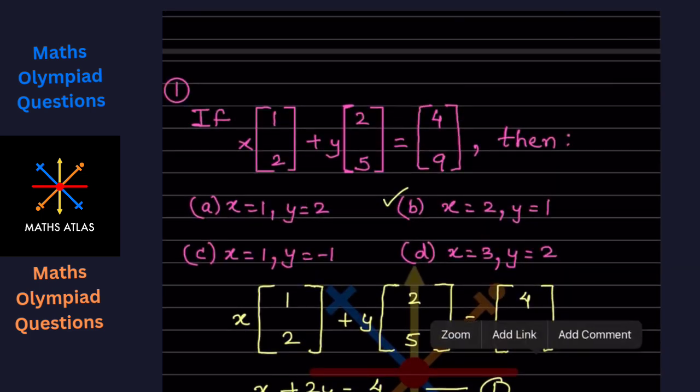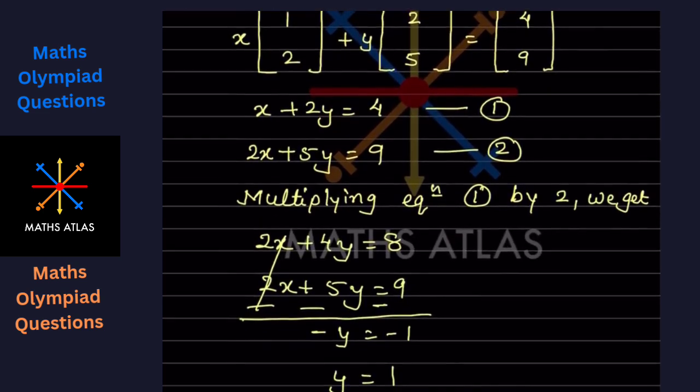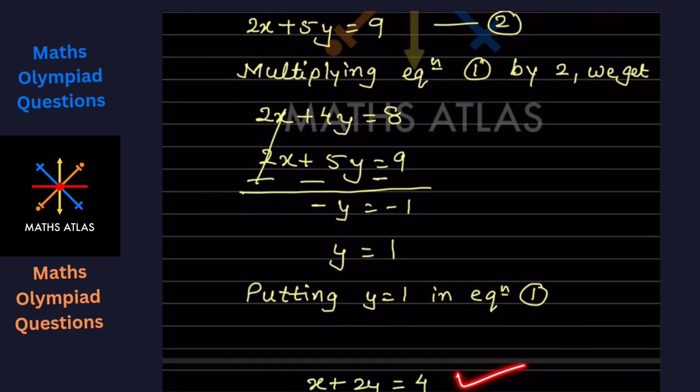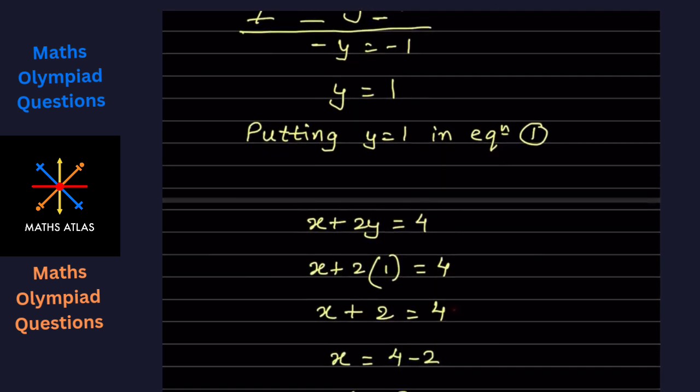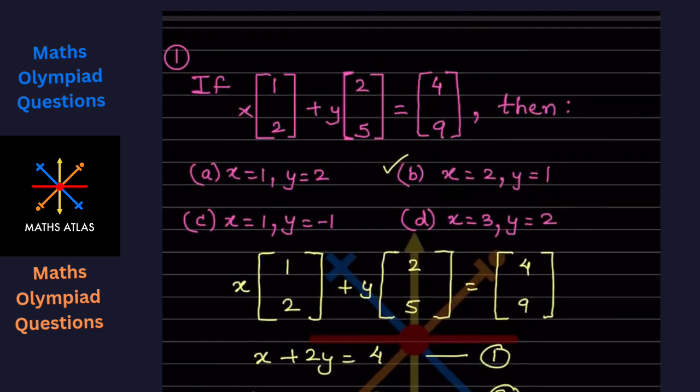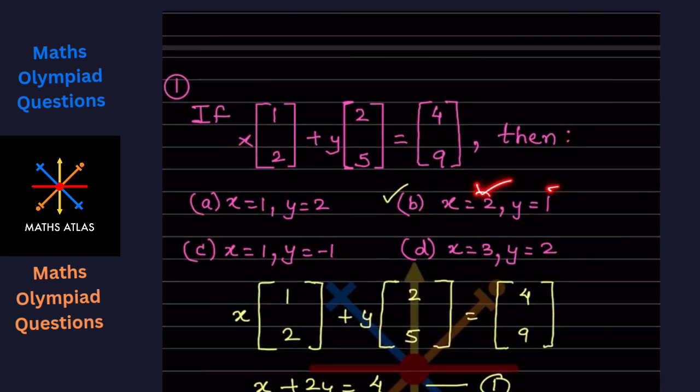You can put it in either equation and you are going to get the same value. So I put y equal to 1 in equation 1. Just write the equation and in place of y, write 1. So x stays as it is, and 2 multiplied by 1 is 2. Now this plus 2 you take to the other side: 4 minus 2 is 2. The value of x is 2. So x is 2 and y is 1, and the option with x is 2 and y is 1 is option B.